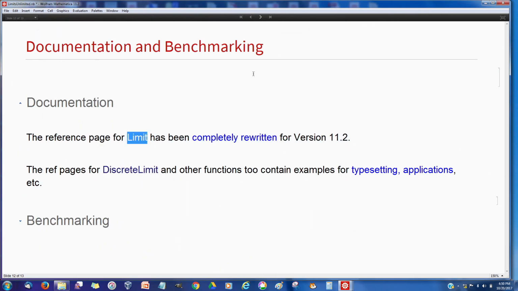So in discrete limit, etc., I've got ways to typeset things. If you want information, the reference page is now the place to go. It's completely up to date as far as version 11.2 is concerned. So documentation is a very important advance for this release.